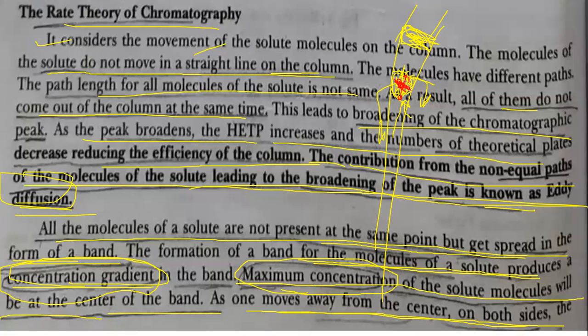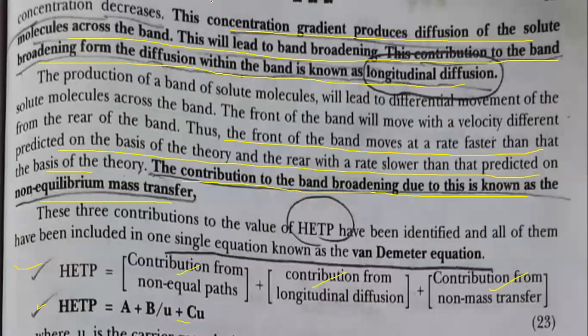ओके, जसा की सूर्याकडे बघितलं तर तिथे त्याच्या आजूबाजूला खूप प्रकाश असतो आणि दूर गेलं की थोडासा प्रकाशाची इंटेन्सिटी कमी होते, इन दॅट वे. ओके, so the concentration gradient produces a diffusion of a solute molecule across the band. This leads to the broadening of the band, and this contribution to the band broadening from a diffusion within the band is called as a longitudinal diffusion.